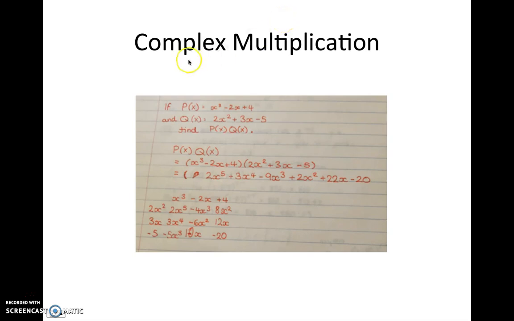Polynomial multiplication, they act the same. p(x) times q(x). Multiply them both together, but they're both in brackets. You can do a grid, you can do whatever kind of method of multiplication you'd like. Just be careful, because remember, you've still got to add up those squared and x to the 1s, etc. So you get 2x to the power of 5, add 3x to the power of 4, minus 9x to the power of 3, add 2x to the power of 2, add 22x, add 20, minus 20.